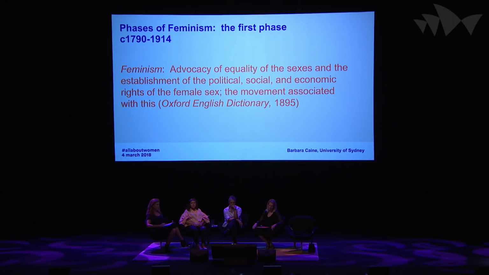I think it's quite useful to think about the terms as well, and feminism is the first I want to talk about. The term feminism came into use towards the end of the 19th century. It's defined, as you can see, by the Oxford English Dictionary as the advocacy of equality of the sexes and the establishment of the political, social, and economic rights of the female sex. It was used in Britain and America in the 1890s, but I think the word begins to be accepted about 100 years after what most feminists would see as its beginning.